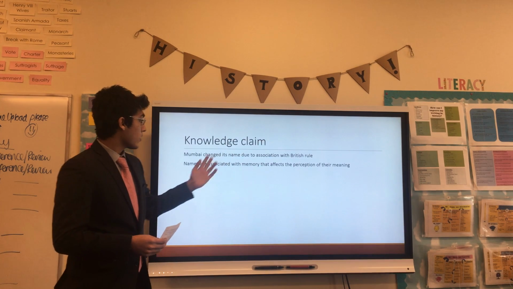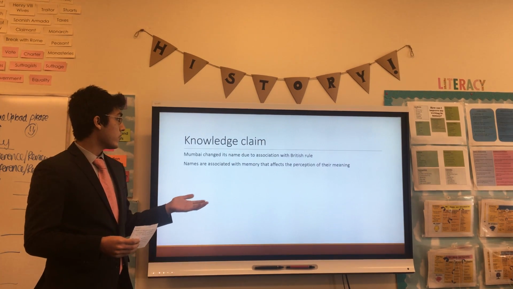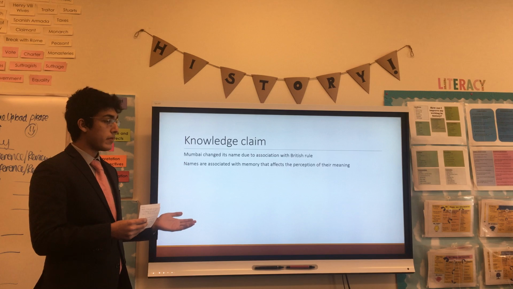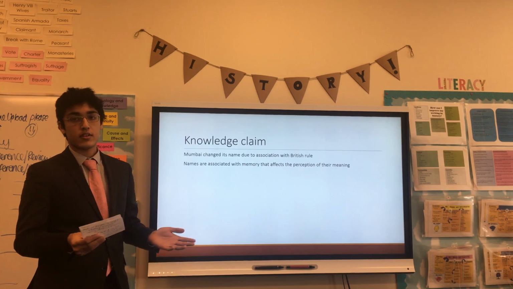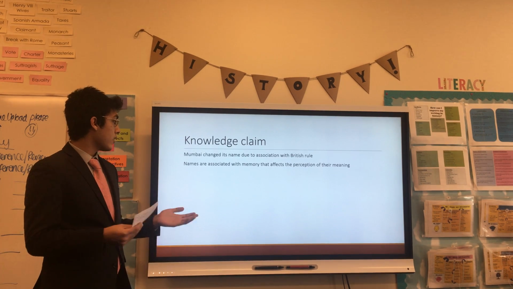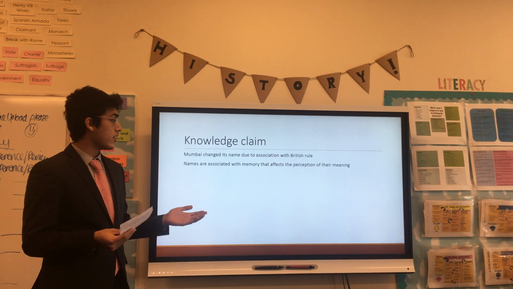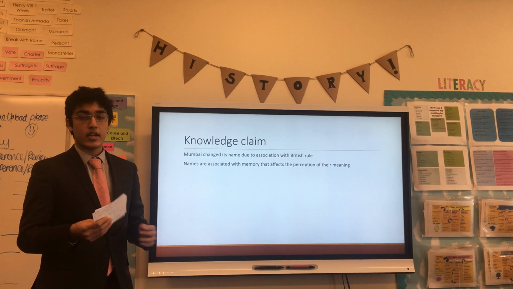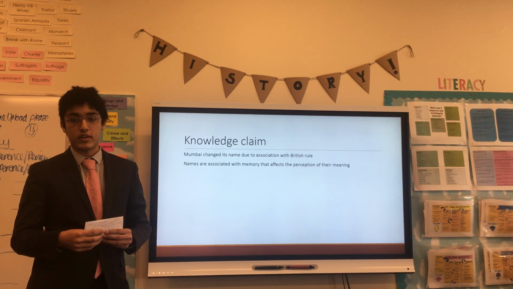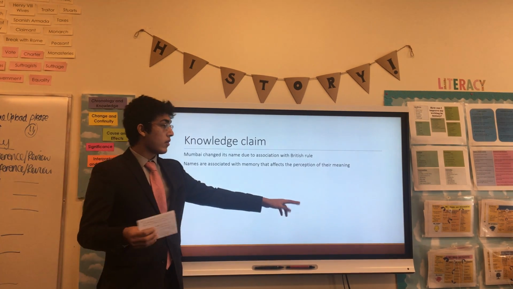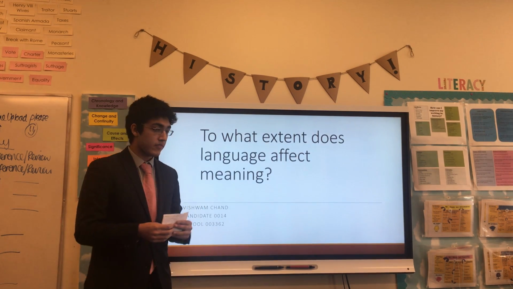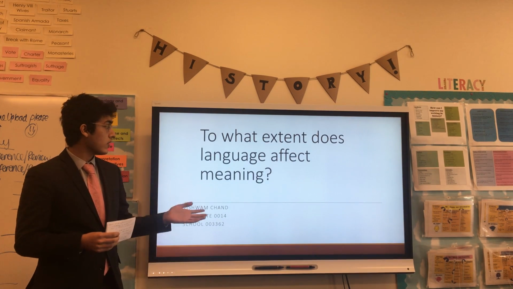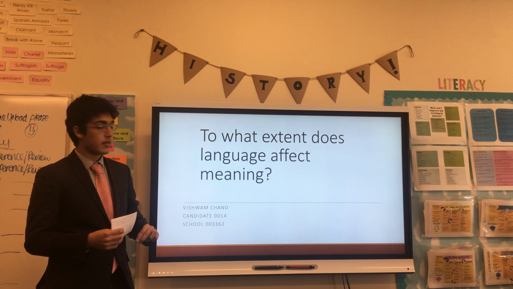And through the name change, we can see that people associate Bombay with the rule of the British, and that could indicate that names are associated with memory, and that affects how we perceive them. So, to what extent does language affect meaning?